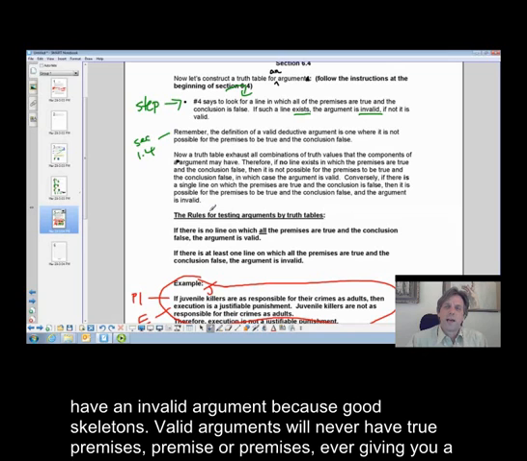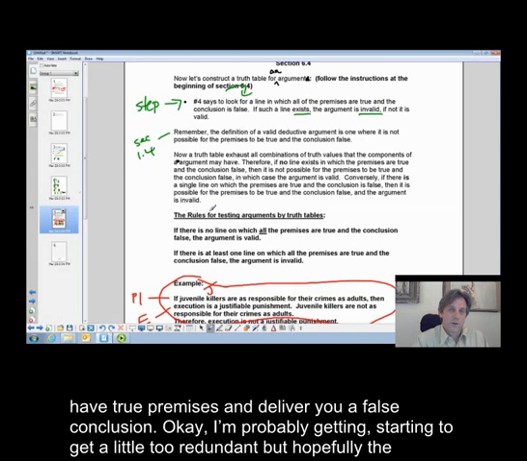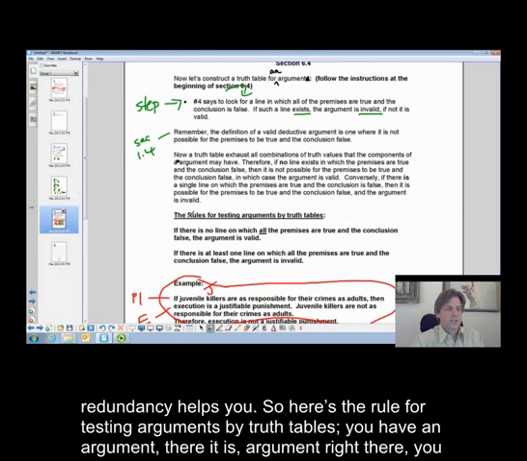likewise, we have an invalid argument, because good skeletons, valid arguments, will never have true premises ever giving you a false conclusion. So if you don't see that line, it's valid. If you do see that line, it tells you it's invalid. Bad skeleton. Only bad skeletons can have true premises and deliver you a false conclusion. I'm probably starting to get a little too redundant, but hopefully the redundancy helps you.